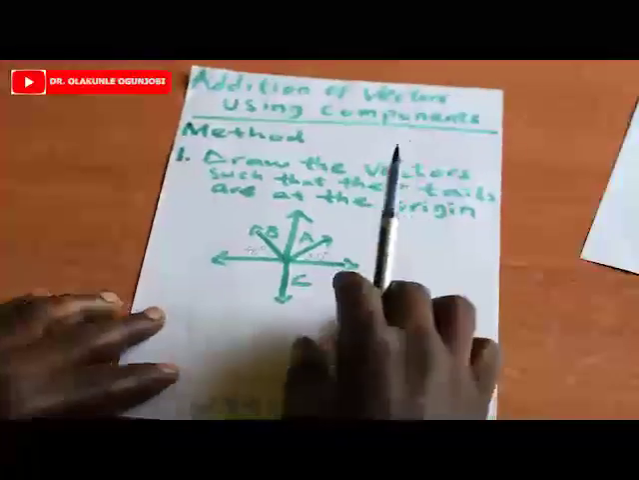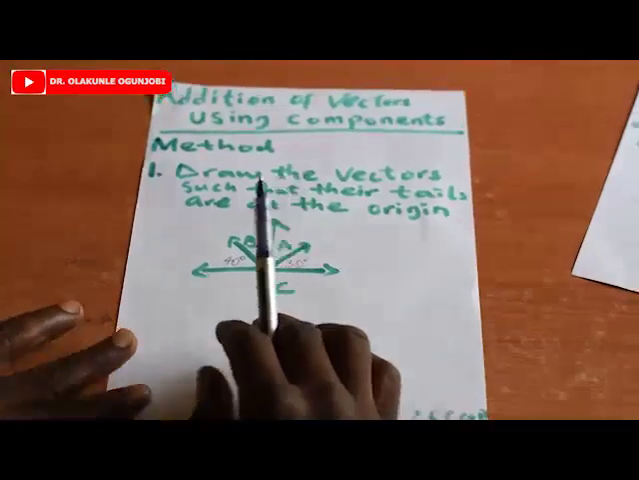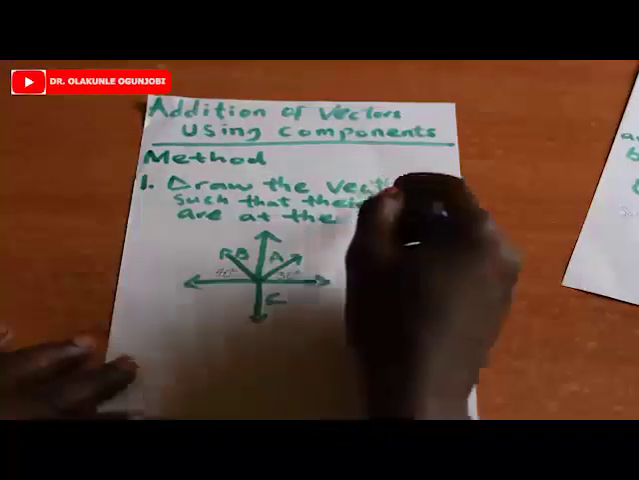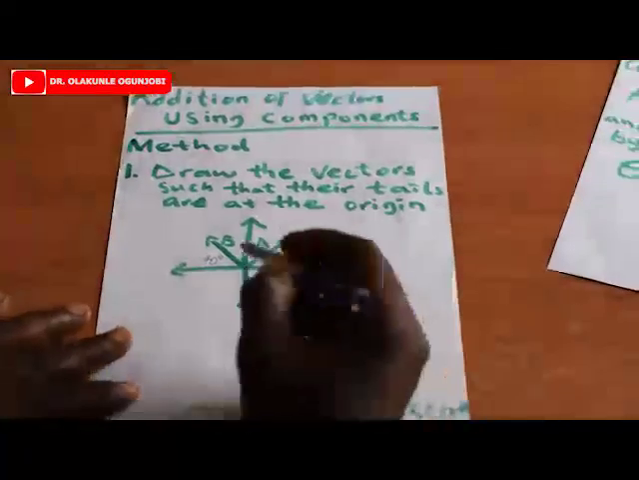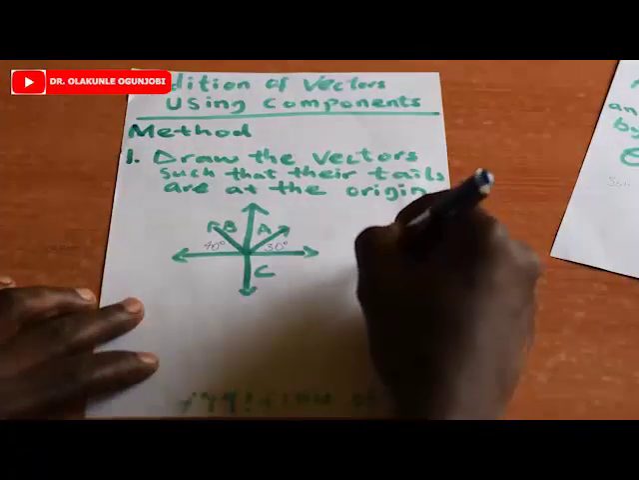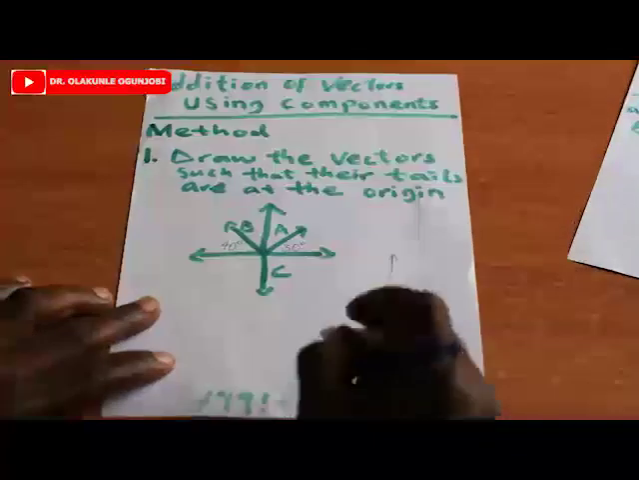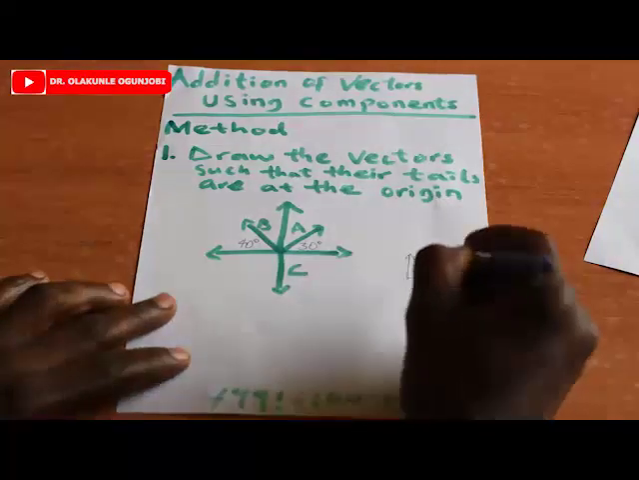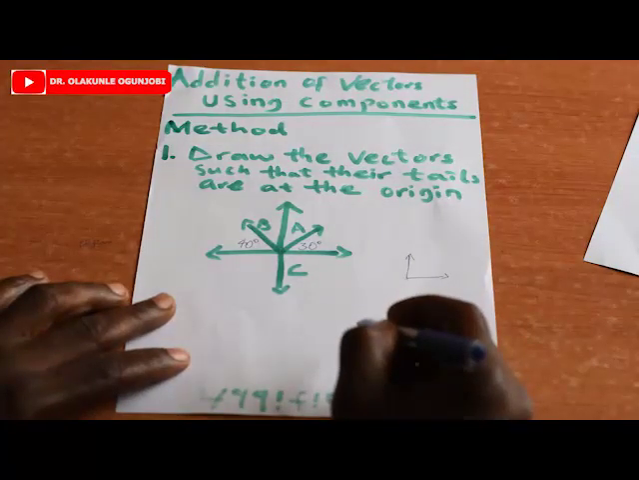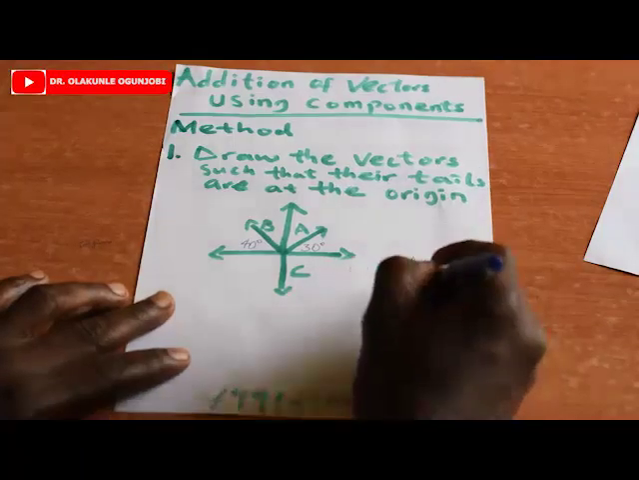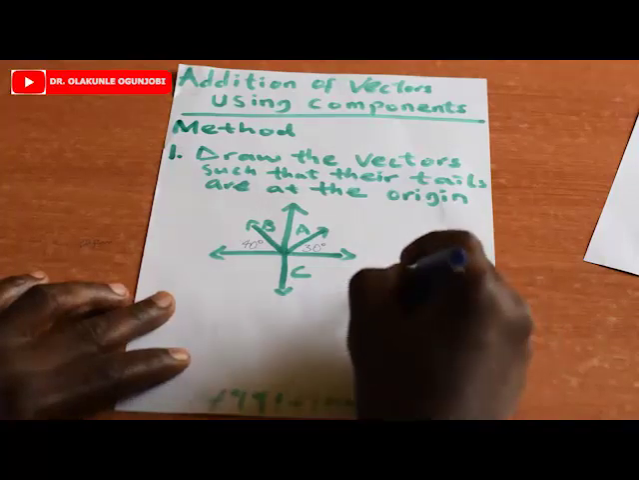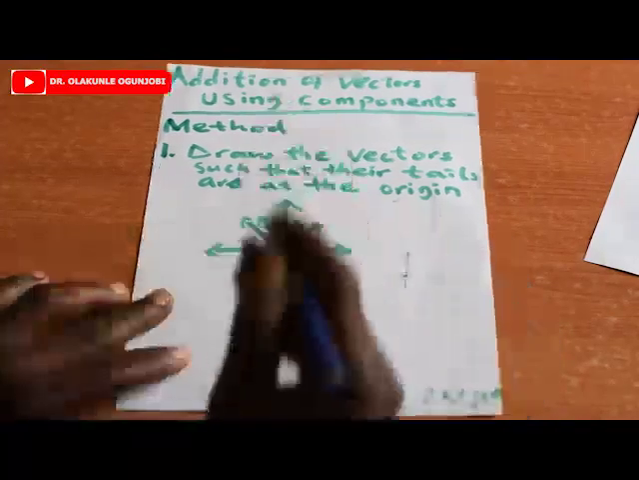Addition of vectors using components. I'm going to follow this using 4 steps. Step 1, you draw the vectors. Don't forget, each is a vector on its own. You draw these vectors such that their tails are at the origin. Don't forget, their tails must be at the origin. That's what gives you this.